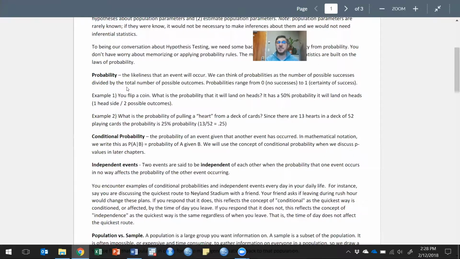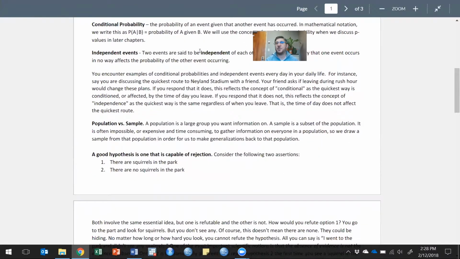There's also the idea of independent events. Two events are said to be independent when the probability that one event occurs in no way affects the probability that another event is going to occur. And so these ideas are going to come into play a little later on. Here I have a little example of how you might encounter conditional probability in independent events.